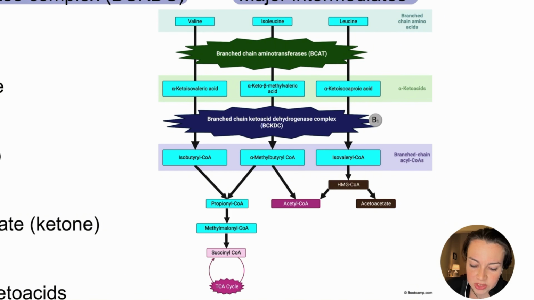Let's start first by talking about valine. Valine, when acted upon by BCAT, will turn into alpha keto isovaleric acid. That's the alpha keto acid for valine. Then BCKDC will turn that alpha keto isovaleric acid into isobutyryl-CoA. That's the branched chain acyl-CoA form. And isobutyryl-CoA can turn into propionyl-CoA.